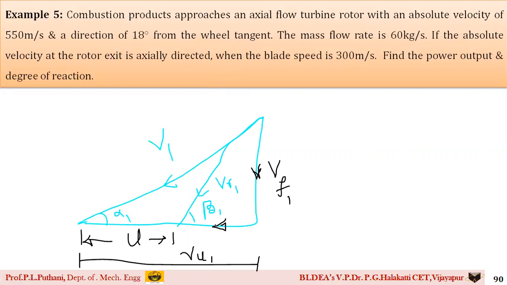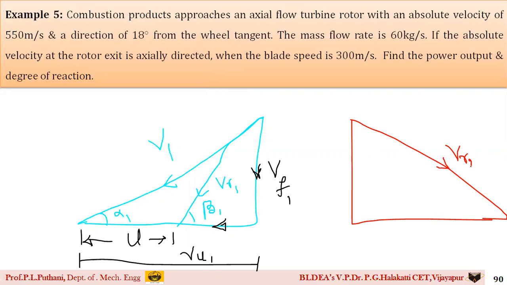This is for the generalized structure of an inlet velocity triangle. Similarly, if I draw for a generalized structure of an outlet velocity triangle, it is like this. Here, this is VR2. This is beta 2.